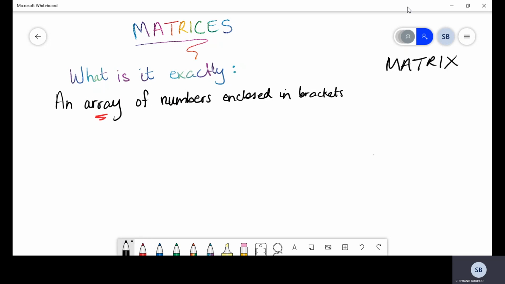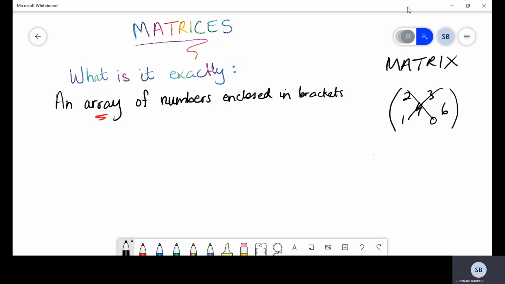Because you see, we can have some brackets, and we can write numbers in them. I mean, you can write numbers any way you want, and that's some numbers in brackets. But the word array means a particular order or a particular arrangement of these numbers. And that's the key component in understanding the layout of what a matrix actually looks like. So this is not exactly a matrix. It's just a group of numbers in brackets.